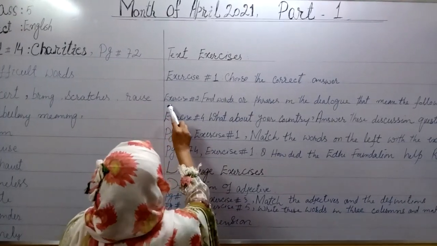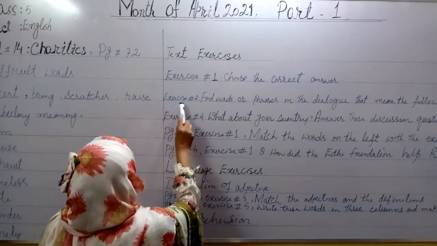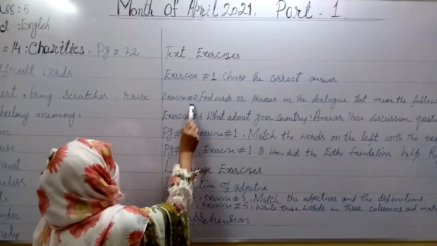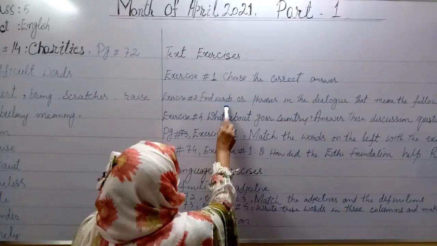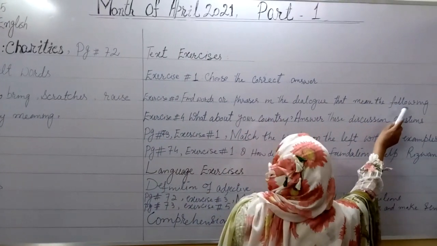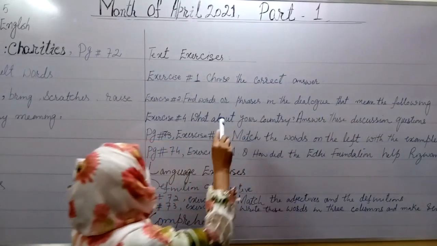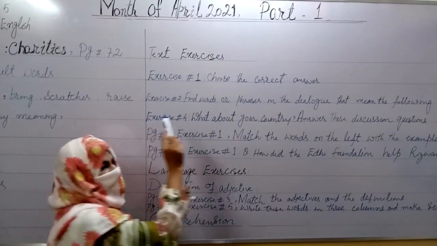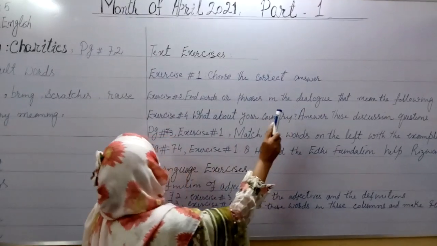Let's move towards the next exercise of the same page, that is page number 72, exercise number 2. Find words or phrases in the dialogue that mean the following. You have to find the words or phrases which have the same meaning. You have to match them.